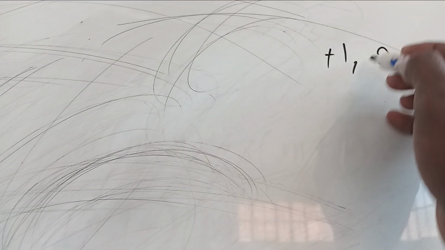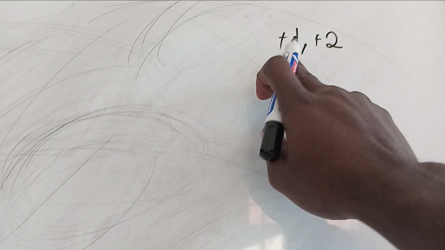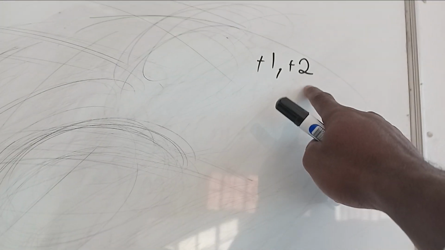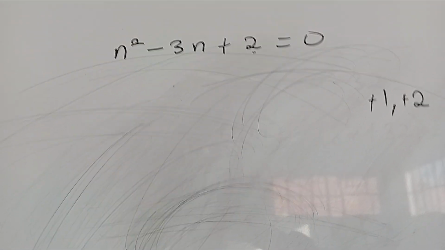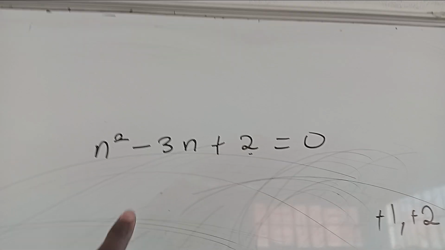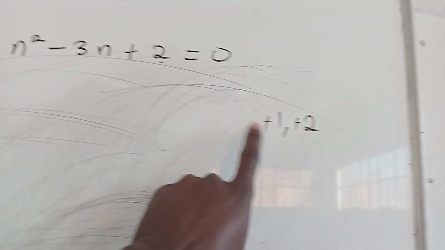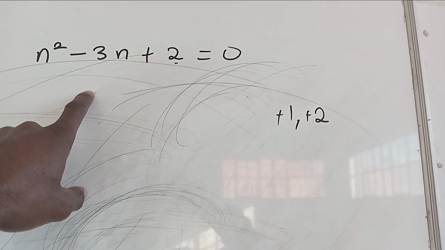So let's look at this. Let's make this positive and let's make this positive. If we make this positive and say 1 multiplied by 2, it gives us what? It gives us 2. Plus 1 plus 2 gives us what? Plus 3. But as you can see, the sign of our b, which is minus 3n, is minus 3. So if we say plus 1 plus 2, it will never give us negative 3.